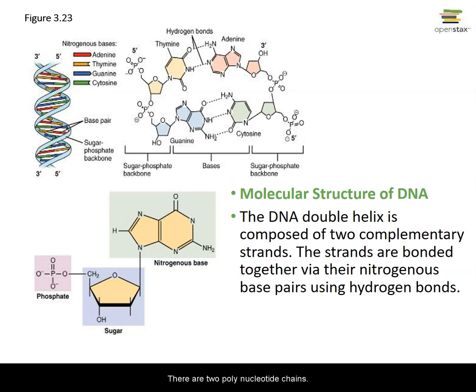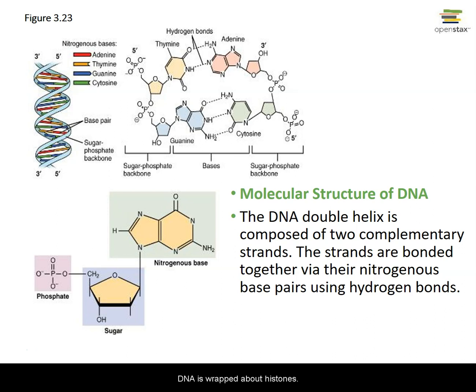There are two polynucleotide chains. There are hydrogen bonds holding the nitrogenous bases together. The bases are paired specifically, the adenine to the thymine and the cytosine to the guanine, and it forms a helix. Now this would be like, alright, so you have a chain ladder, and here are your metal rungs, and you take the bottom of the ladder and twist it, and that would be the shape of a helix.